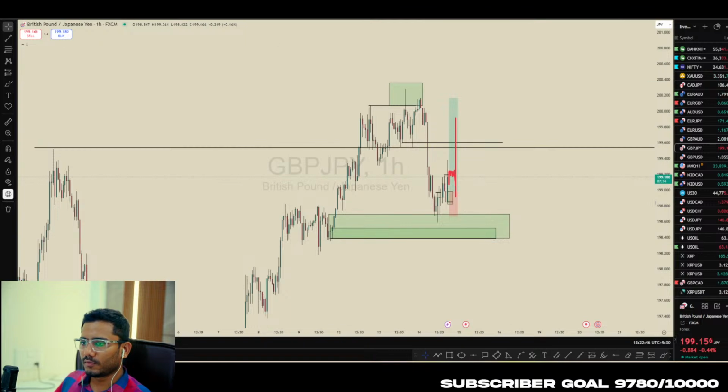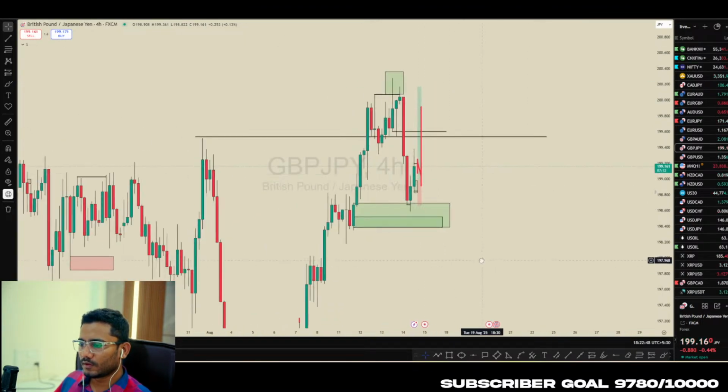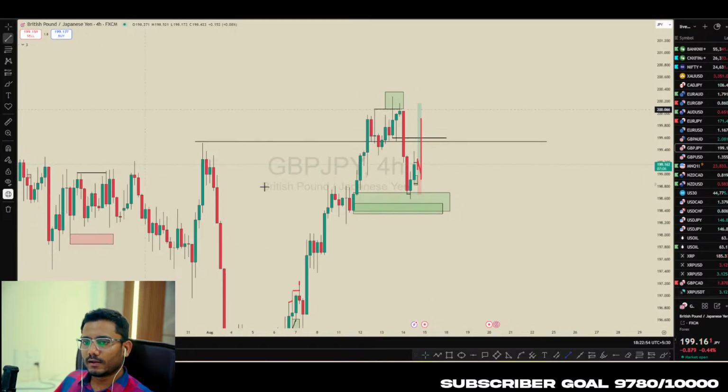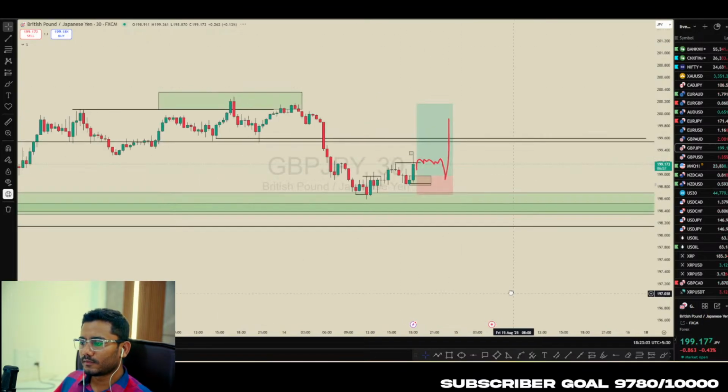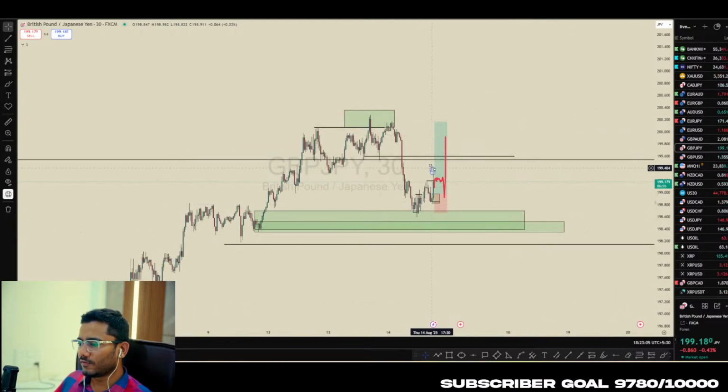On 4 hour, it will look something like this. We have this 4 hour imbalance, we have this wick. So until this low is broken, we'll look for a buy side entry. Even if price hits my stop loss, I'll still look for a buy from this area. We want confirmation here. We already have this confirmation that price is now giving a change of character.